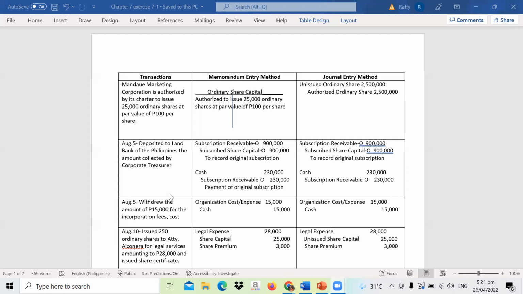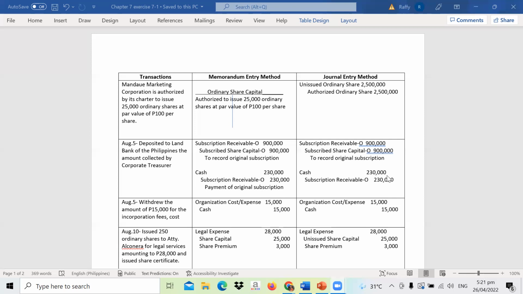Okay. The next transaction, again still on August 5, withdraw the amount of 5,000 for the incorporation fees. You have here the cost of printing and other expenses incurred in the incorporation process. So you call it as organization cost or organization expense. So you will have the same entry under the two methods. You have debit organization cost or expense 15,000, and then credit cash 15,000.